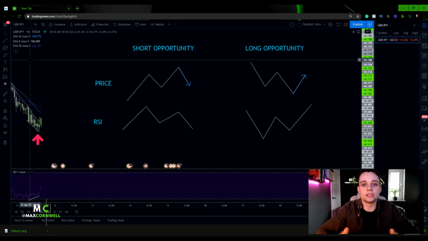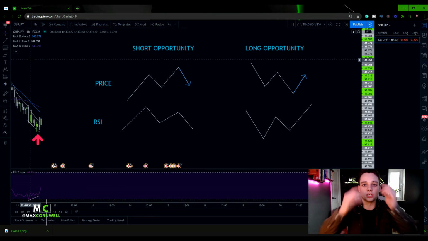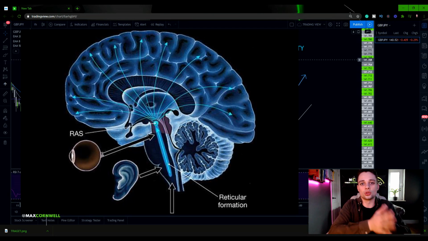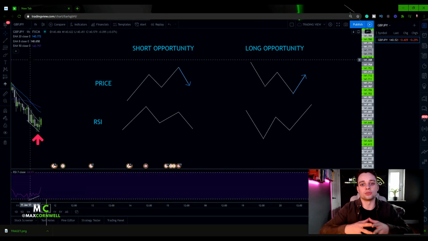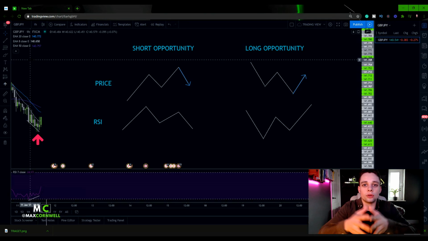Now, obviously this is going to take some work on your part to go back into the charts and identify it yourself, build up your reticular activating system and get yourself used to being able to spot the divergence, right? There are two types of divergence. You have regular divergence and you have hidden divergence. But for this strategy, we want to focus on regular divergence, okay?